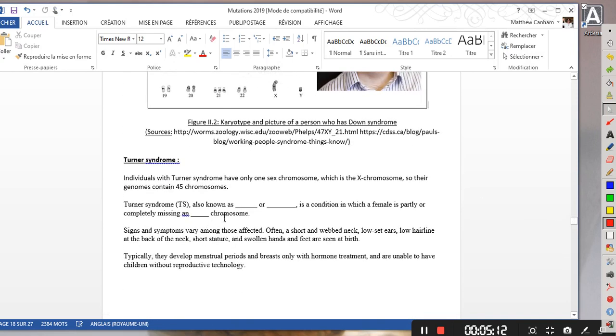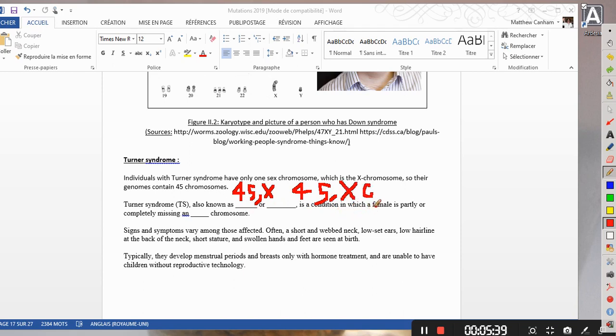Turner syndrome can be known as 45,X, so you put a comma and X, to say that there are 45 chromosomes and there's only one X, or it can also be named 45,X0, so 0 for saying there's no Y chromosome. It is a condition in which a female is partly or completely missing an X chromosome. Okay, that's for Turner syndrome.